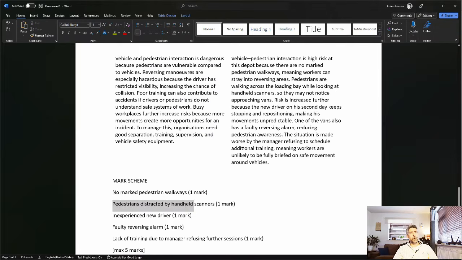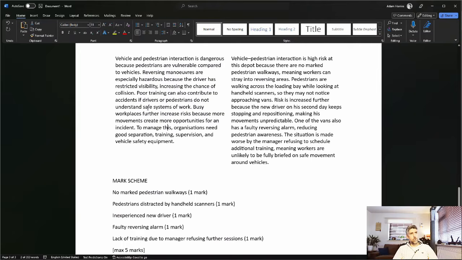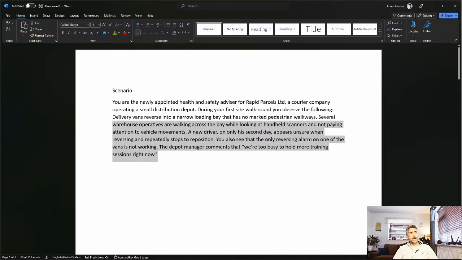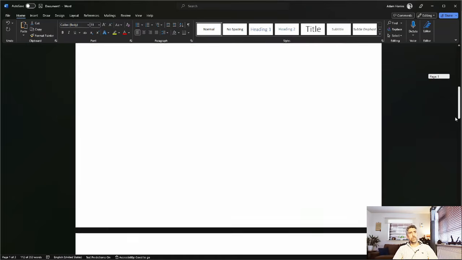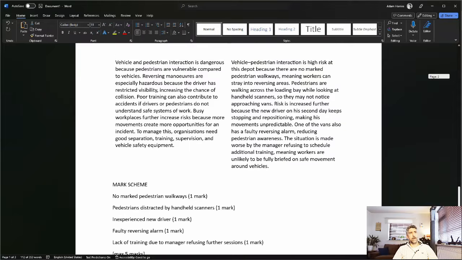Pedestrians distracted by handheld scanners, it's not there. Inexperienced new driver, it's not in there. Faulty reversing alarm is not in there. Lack of training due to manager refusing further sessions is not in there. All this stuff in the mark scheme is all in the scenario. Hence the marks for the other answer.